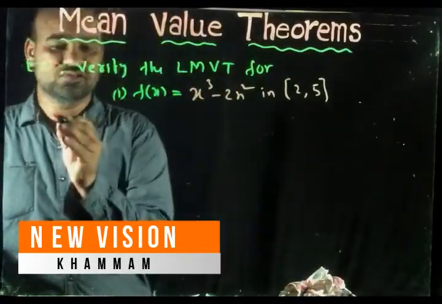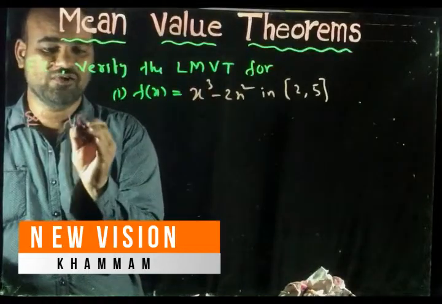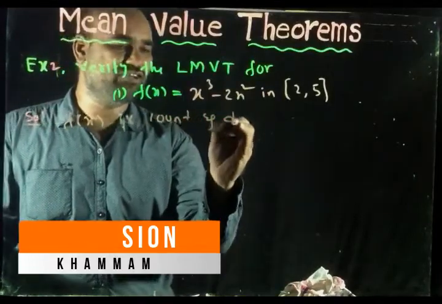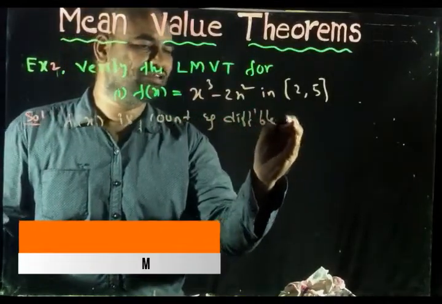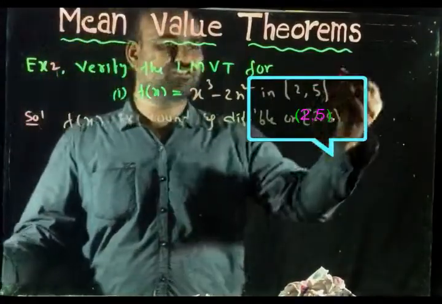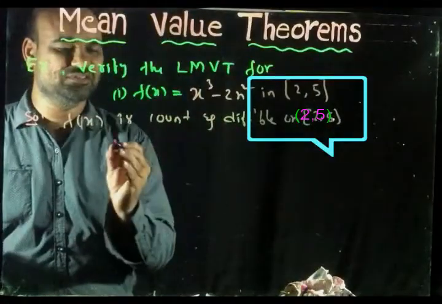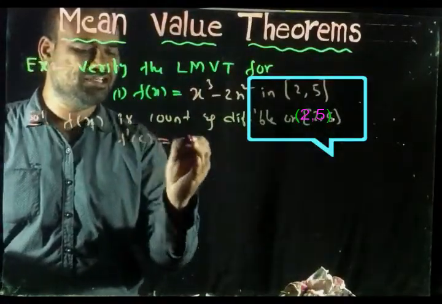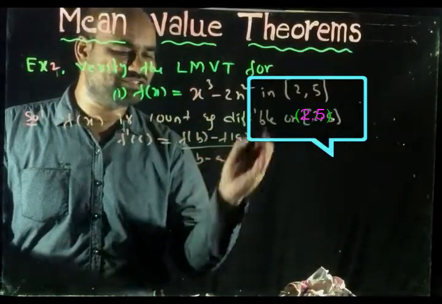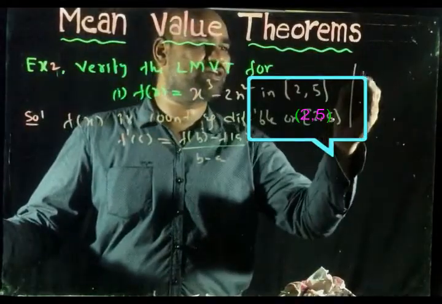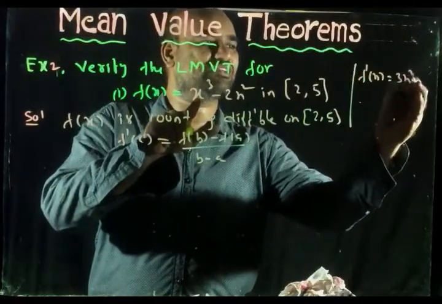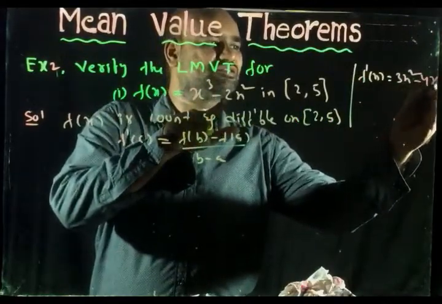Solution. f of x is continuous and differentiable on 2 to 5 because it is a polynomial function. First two conditions are satisfied. Now I am checking for c. f dash of c is nothing but f of b minus f of a by b minus a. So I will find here f dash of x. f dash of x equal to 3x square minus 4x.